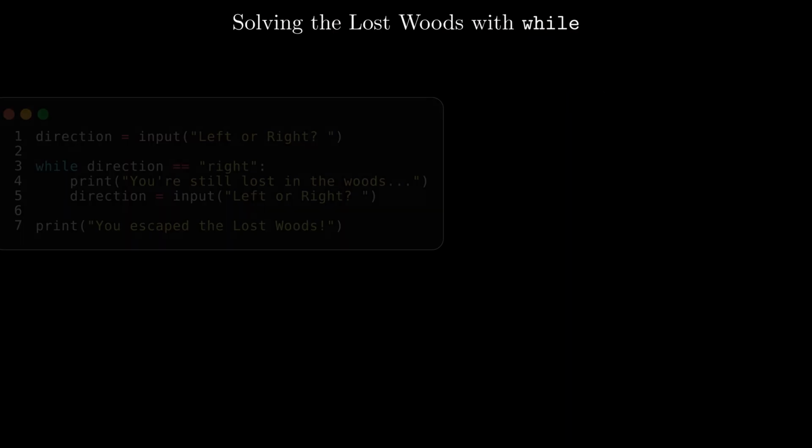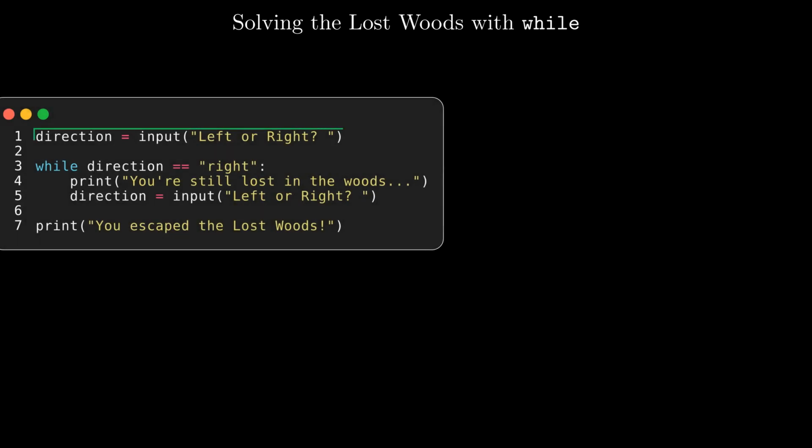Now let's solve the Lost Woods with a while loop. First, we ask the player for input and store it in a variable called direction. Then we write, while direction is equal to right, colon. Inside the loop body, two things happen. First, we print, you're still lost in the woods. Second, we ask for input again and update direction. That second line is critical. It changes the variable the condition depends on.